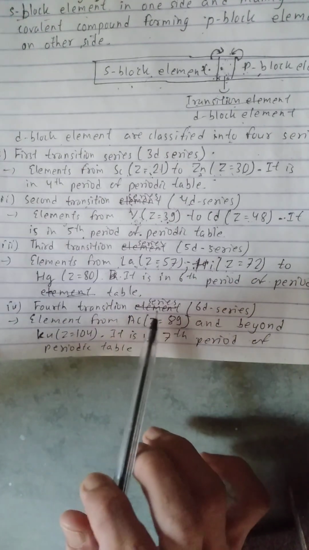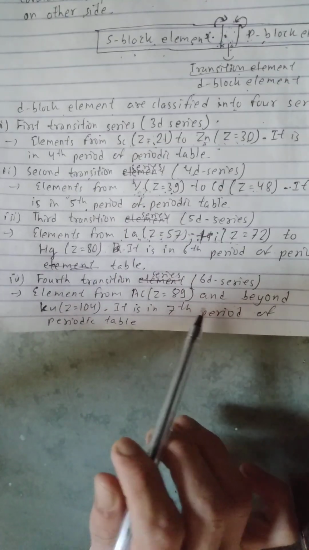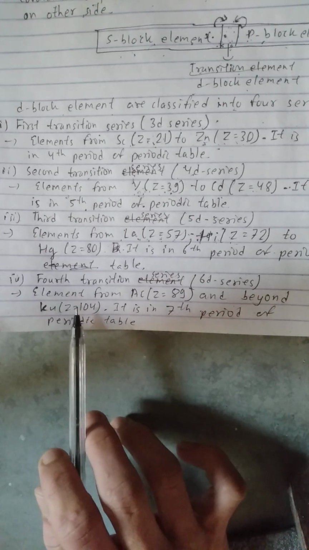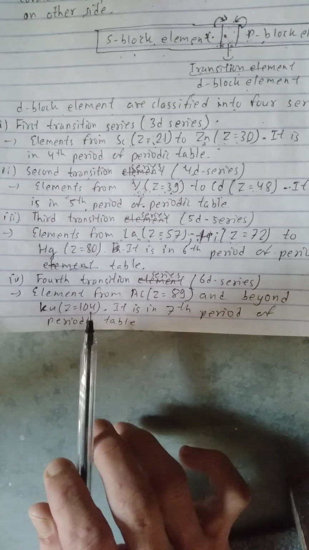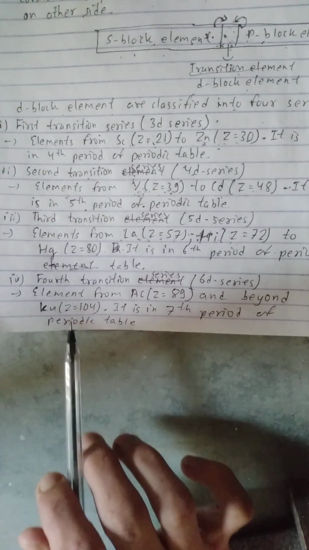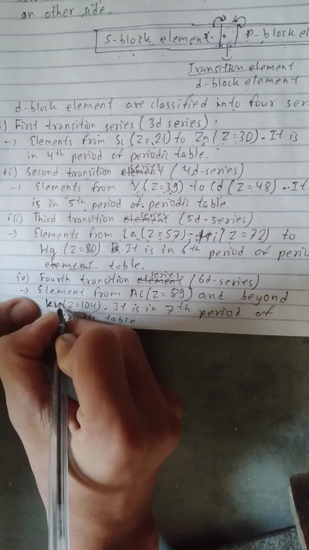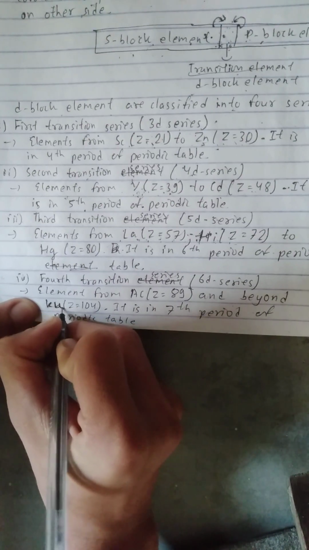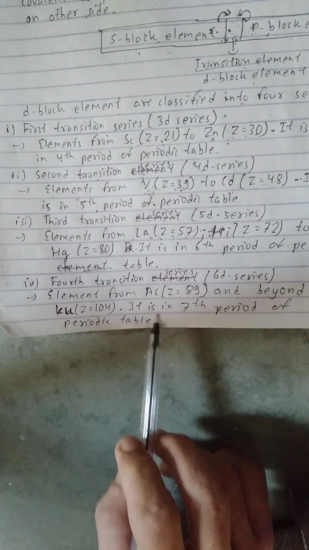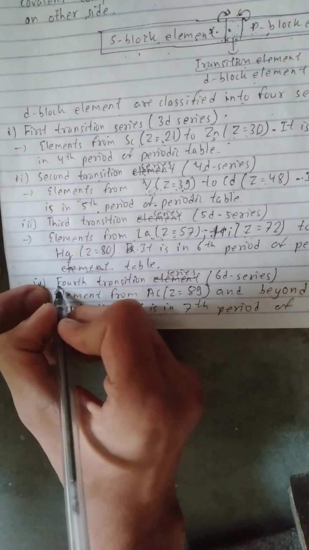And the fourth transition series, or 6d series, elements from Ac, Z equals 89, and beyond. All these elements are fourth transition series elements, also known as the 6d series.